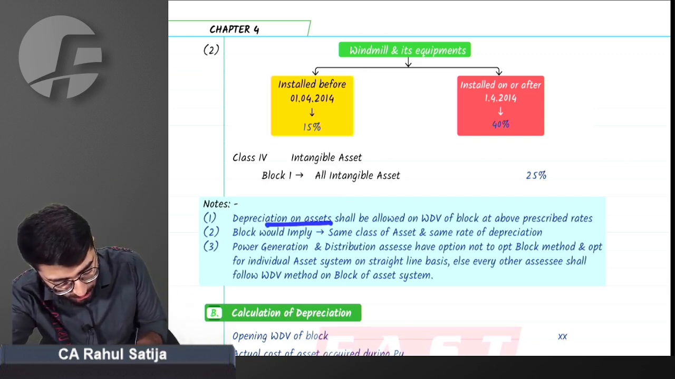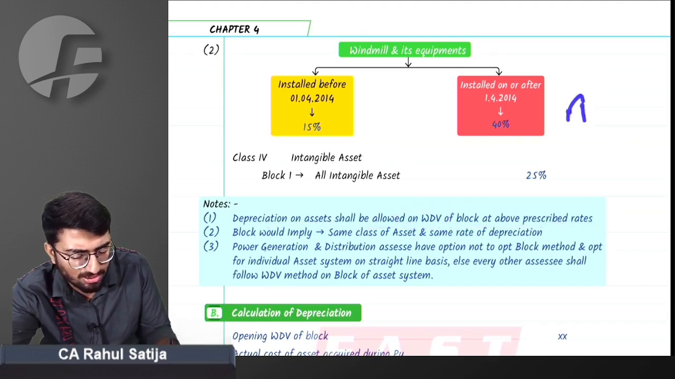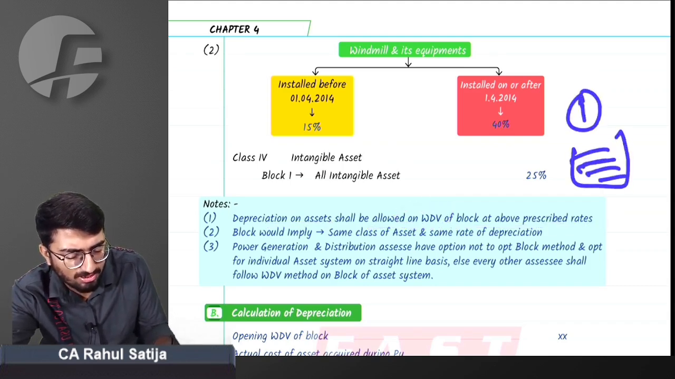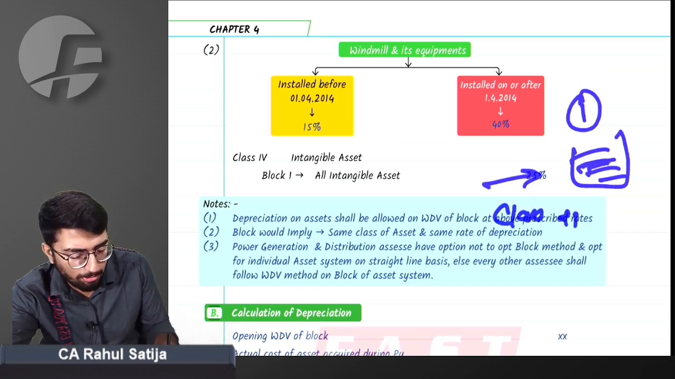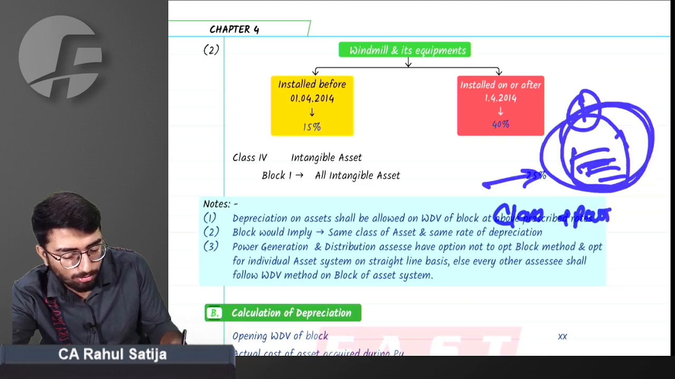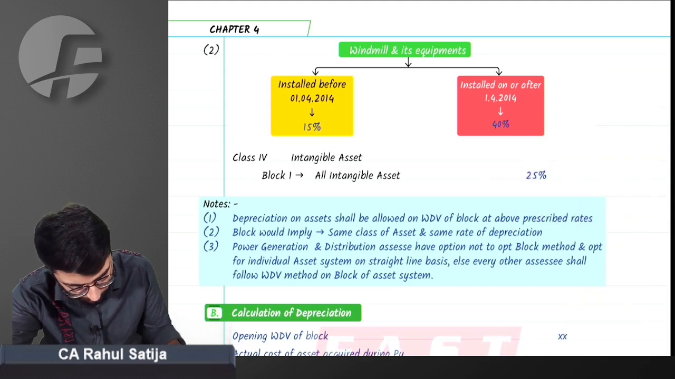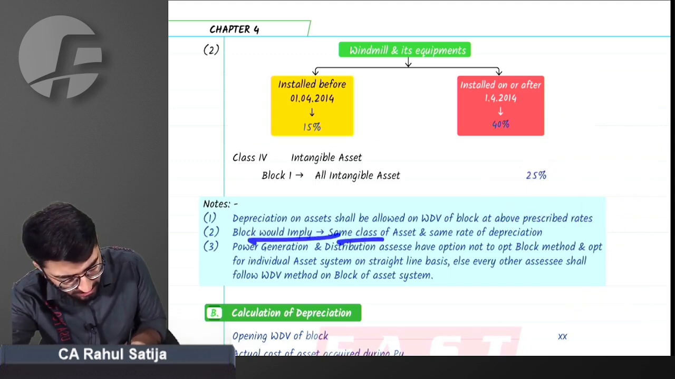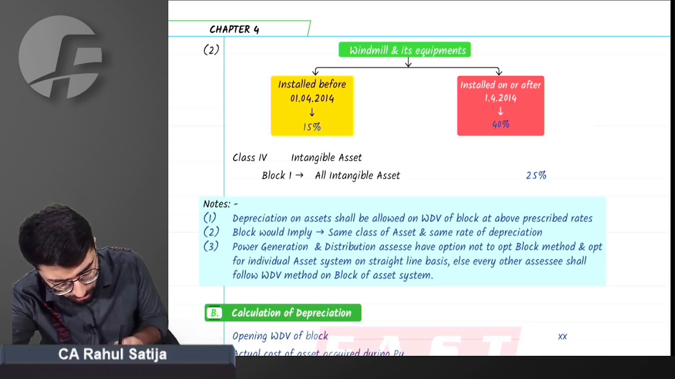So depreciation on the asset shall be allowed on the WDV on block of assets method as prescribed. Depreciation on a single asset is not followed. We will form a WDV block where all the assets from the same class and the same rate will form part of this block, and we will reduce depreciation from this block at the rate prescribed. Block implies the same class of asset and the same rate of depreciation.